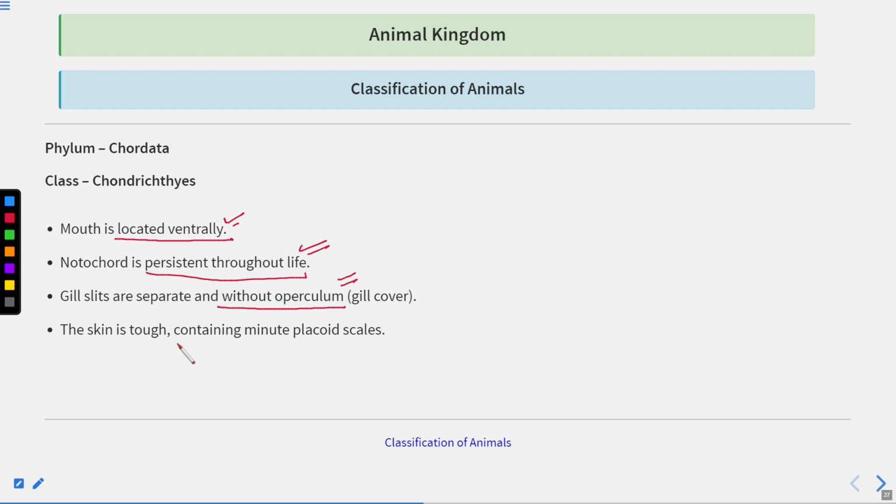The skin is tough and contains minute placoid scales. So they have placoid scales, again a very important feature of Chondrichthyes. But their skin is tough.